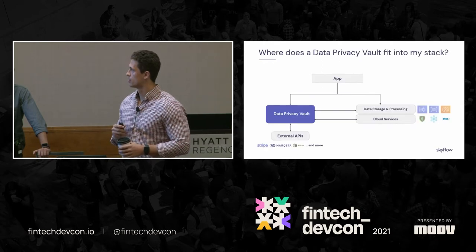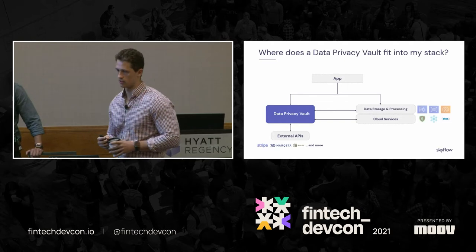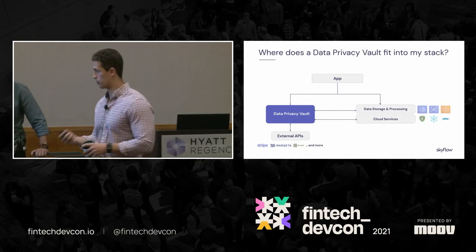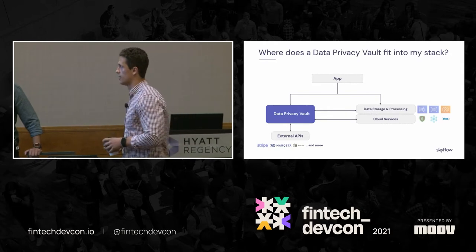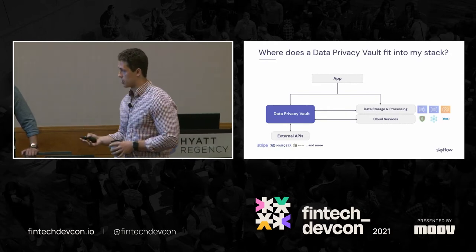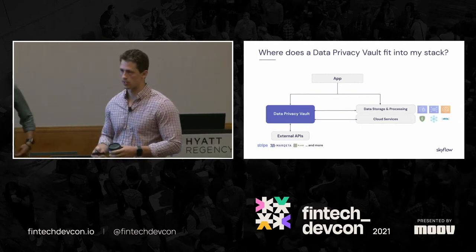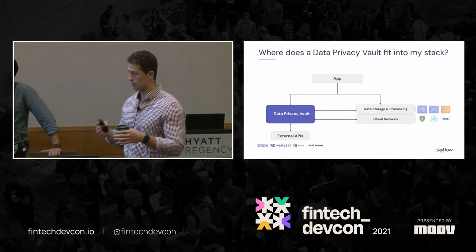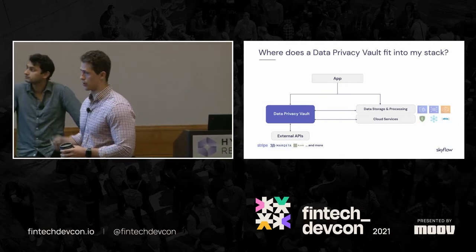So I think we've tried to define what it is, what the key components of it are, what some of the key concepts are that you want to think about when building that data privacy vault. Naturally, the next question is, how does this fit into my stack? A lot of the customers that I talk to have this idea in their head that my data privacy vault should replace my normal database. And we think of them as really being complementary to your data storage and processing layers, to your data layers, to your other databases.